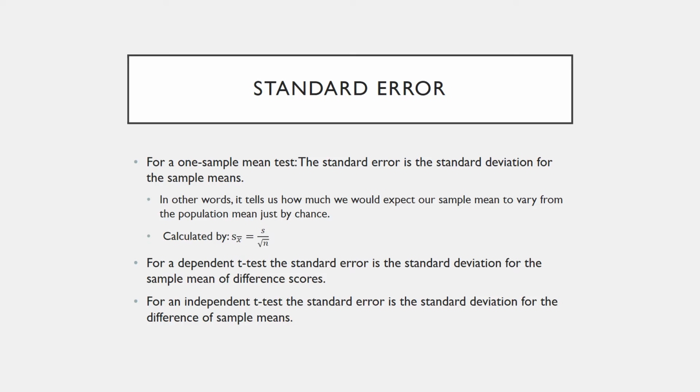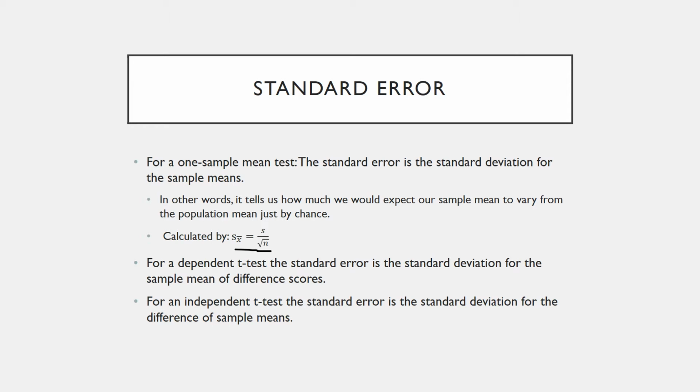Now I'm going to review what standard error is. So remember, standard error was talked about when we were in phase 5 and 6. For a one sample mean test, so for a Z or a T test, the standard error is the standard deviation for the sample means. In other words, it tells us how much we would expect our sample mean to vary from the population mean just by chance. And we calculated it by this formula.